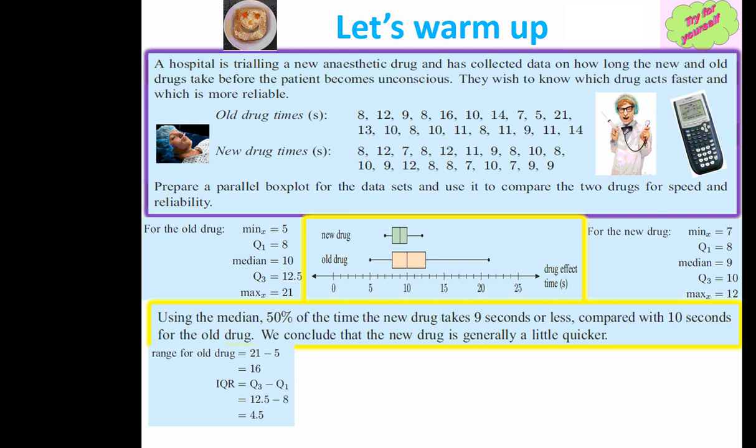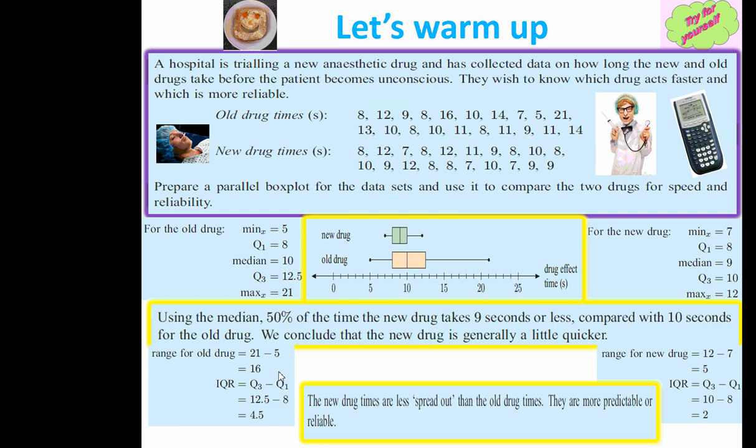The range for the old drug was 16, and the interquartile range, Q3 minus Q1, was 4.5. The range for the new drug is 5, and the interquartile range was 2. Therefore, the new drug times are less spread out than the old drug times, which are way more spread out. So the new drug times are faster and more predictable and reliable.